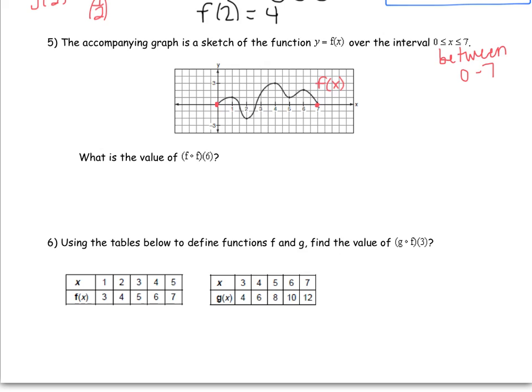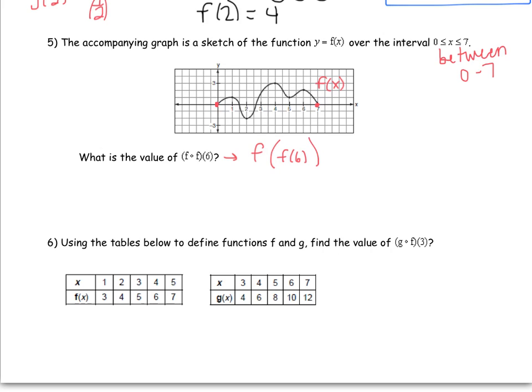So let's just rewrite what that means. That means f of 6. We don't have any equation to go by here, so we have to do this all graphically. So I need to find f of 6 first. What does that mean? We did it in the stuff that we did in the beginning, in the review. Why don't you pause the video, look back and try to figure out what this f of 6 means, and then hit resume.